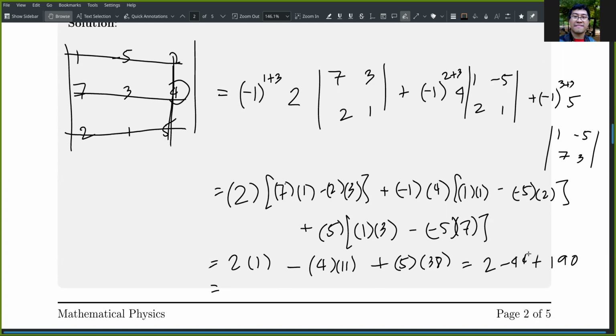So 190 minus 44, that's 146, plus 2, 148.